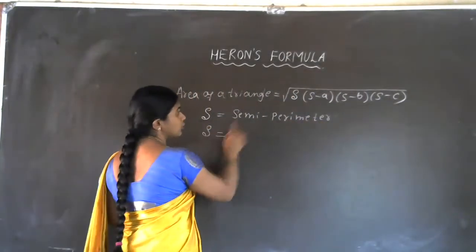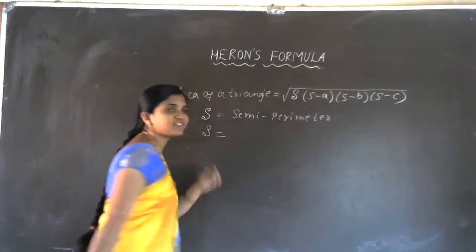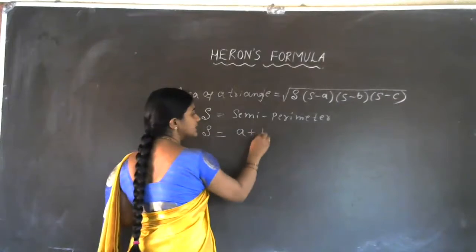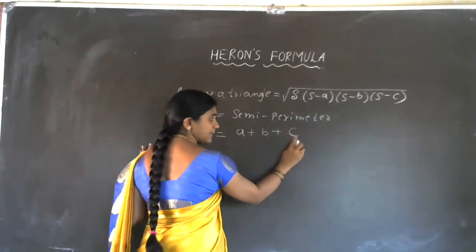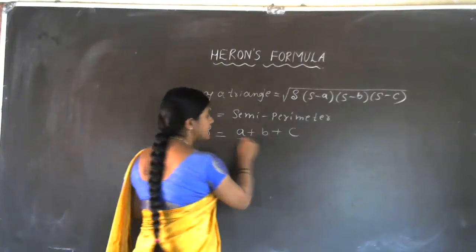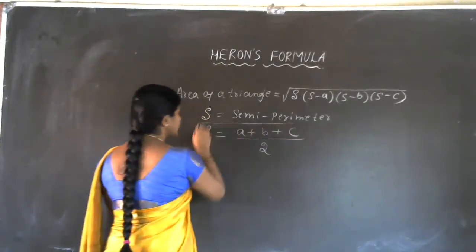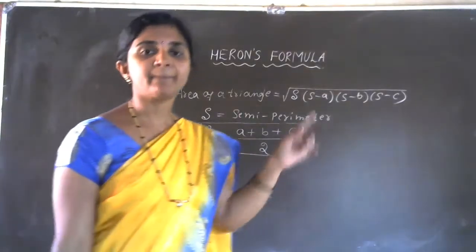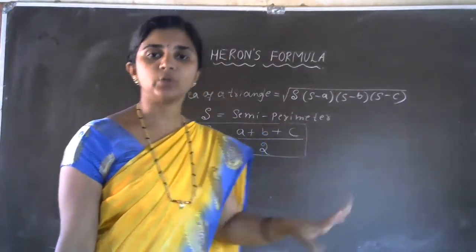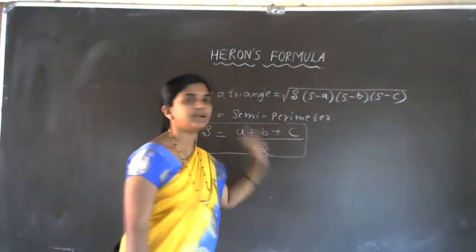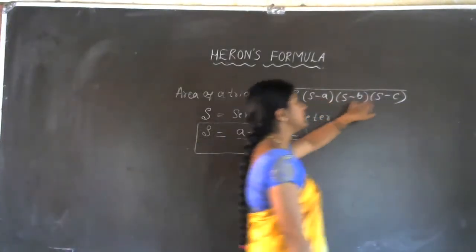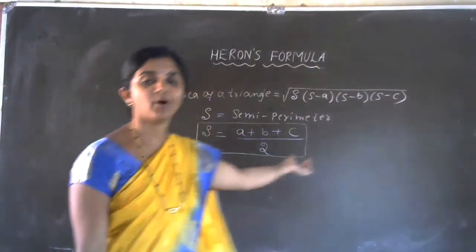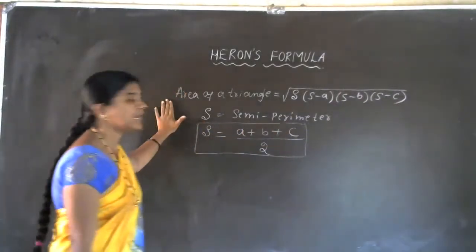Where a, b, c are the three different sides of the triangle, the semi-perimeter is a plus b plus c, which is exactly the perimeter, then divided by 2. This is s actually. How to calculate s in this formula? s is a plus b plus c divided by 2, the sum of the three sides divided by 2. Here a, b, c are the three different sides of the triangle. So this is about Heron's formula. Once again, I'll repeat the formula.